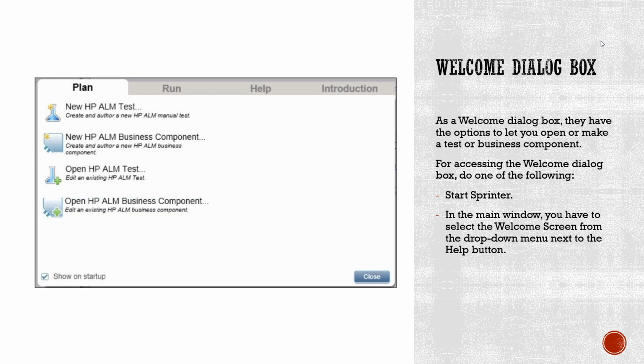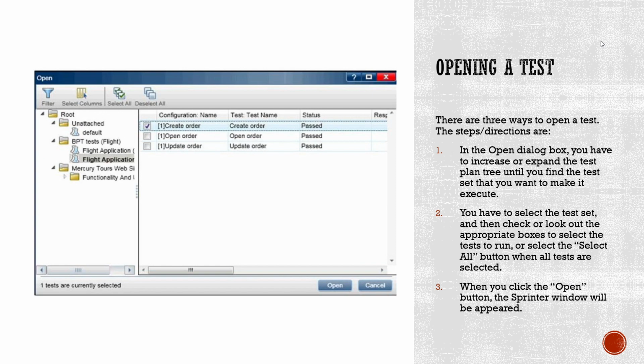Welcome dialog box. The welcome dialog box has options to let you open or make a test or business component. To access the welcome dialog box, start Sprinter. In the main window, select the welcome screen from the drop-down menu next to the help button. Opening a test.